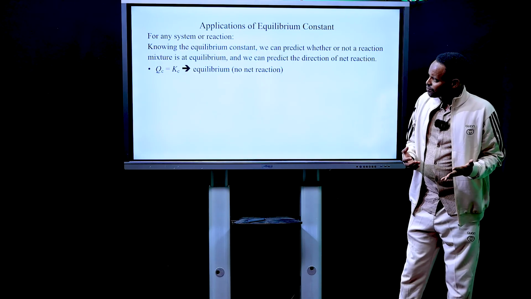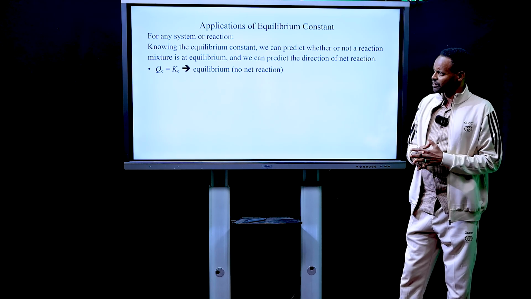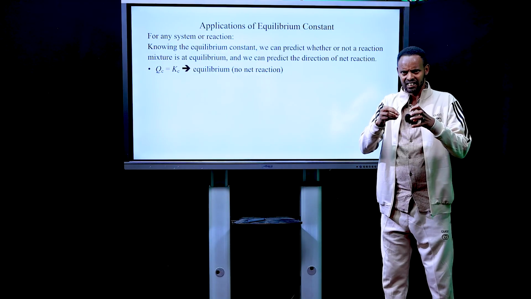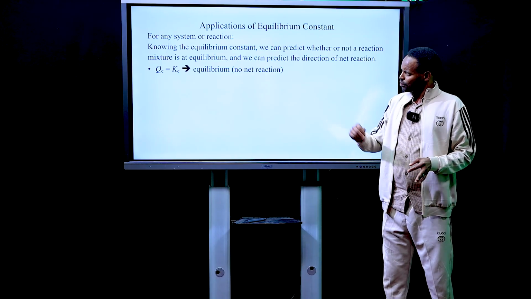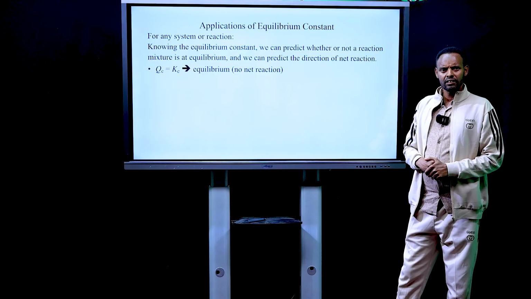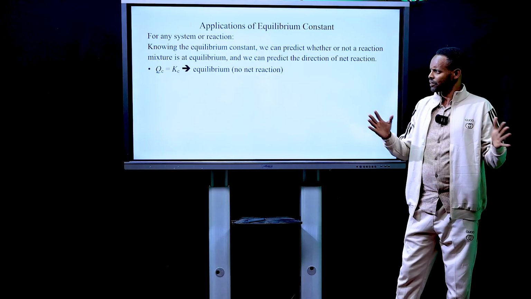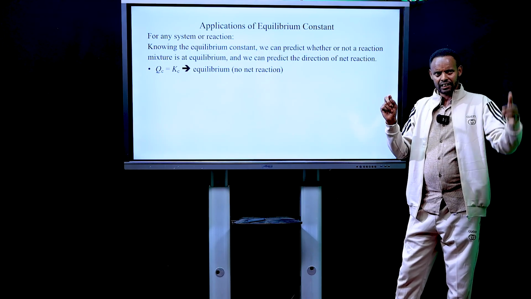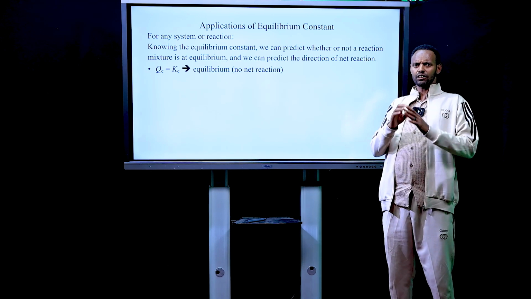For instance, if Qc, the reaction quotient in terms of concentration, is equal to the equilibrium constant, no net reaction is formed. That means no change from the reactants to the products. If the reaction quotient on the reactant side and the product side equals the constant, then there is no net reaction.